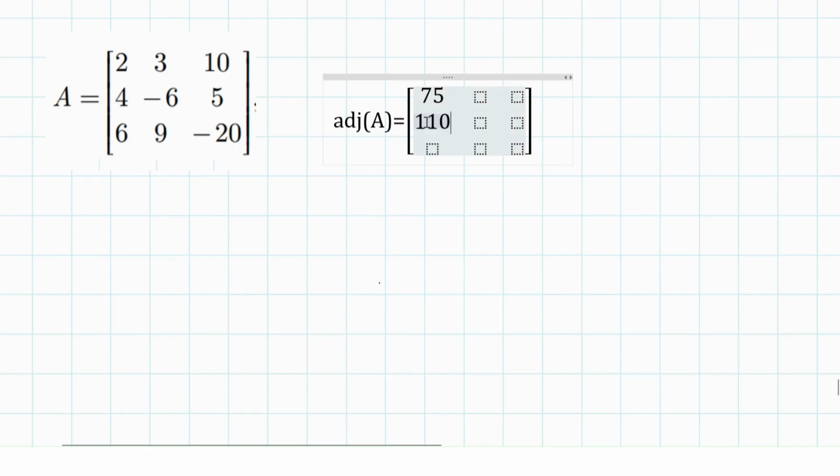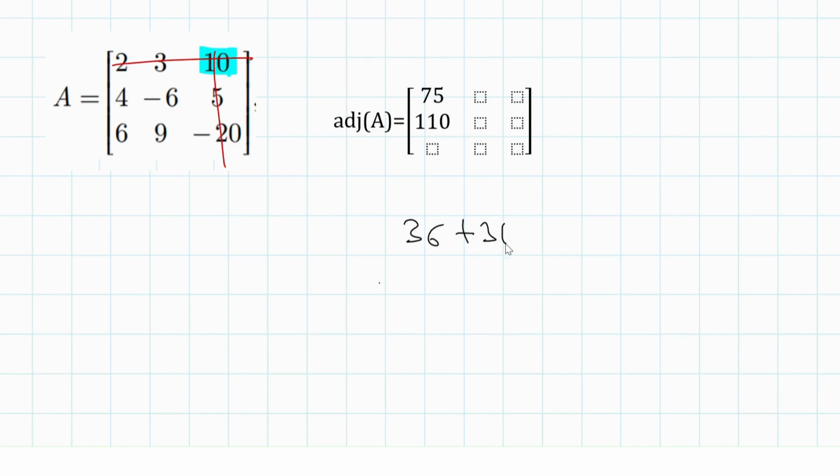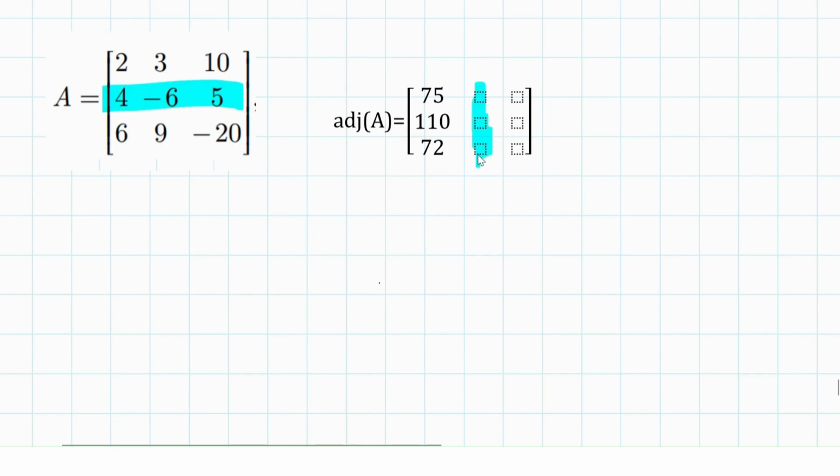This is 110. Now the cofactor of this element, for that we are going to eliminate this row and column, and this is going to be how much? 36 minus, plus 36. So we will not be writing here, we'll be writing here instead, so this comes out to be how much? 72. Write down the cofactors of this row in this column.